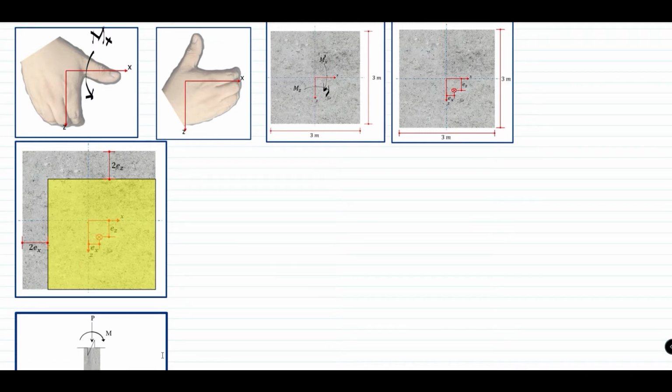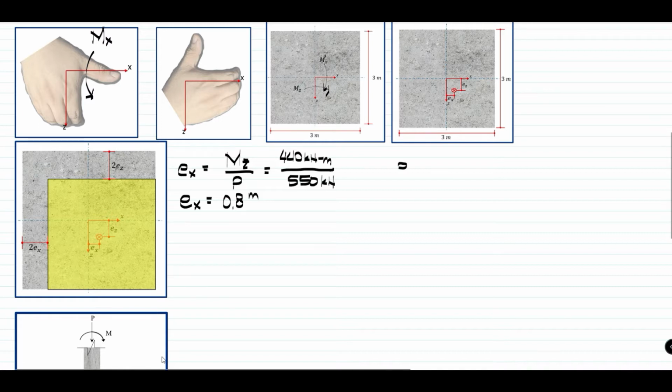So to determine E sub x, or the eccentricity along x, we have M sub z over P is equal to, so M sub z will just be 440 kilonewton meter divided by the P, which is 550 kilonewtons. So our E sub x now will just be equivalent to a value of 0.8 meters. So yan na ngayon yung ating E sub x.